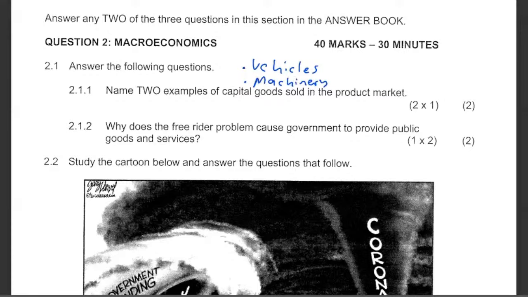Okay, right. Now 2.1.2 reads as follows: why does the free rider problem cause government to provide public goods and services? This is because the private business producers cannot produce them, then offer them for sale in the market like private commodities.